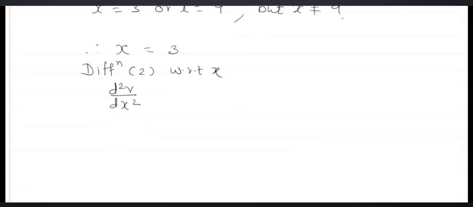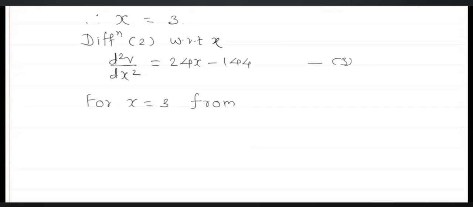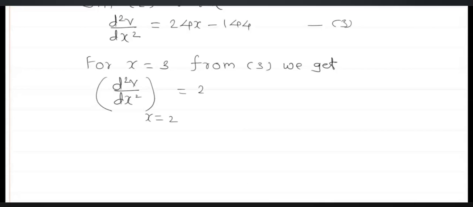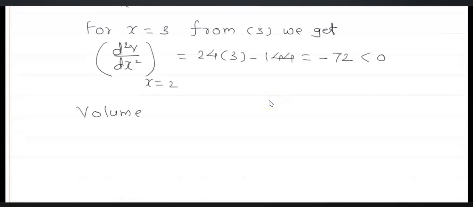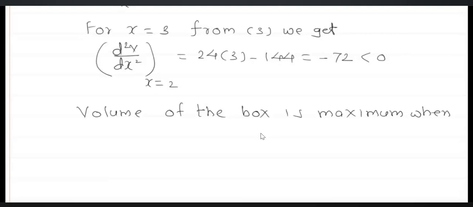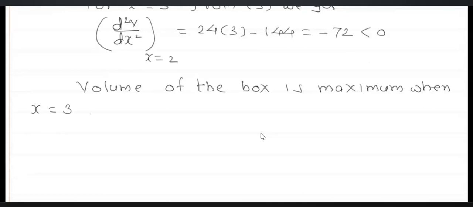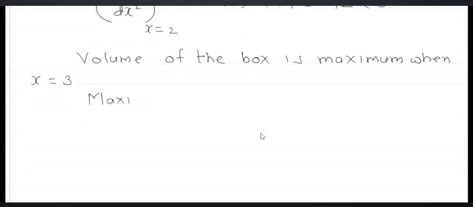Now differentiate the second equation with respect to x: d2v upon dx square is equals to 24x minus 144. For x is equals to 3, again here is a mistake I had written here. Here it is 3. That is 24 into 3 minus 144, that is minus 72, which is less than 0. We get the condition for the maxima. By using the second derivative test, the second derivative is negative, and that's why the volume of the box is a maximum when x is equals to 3.